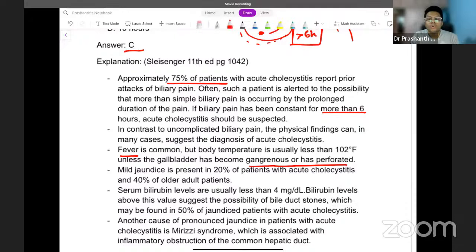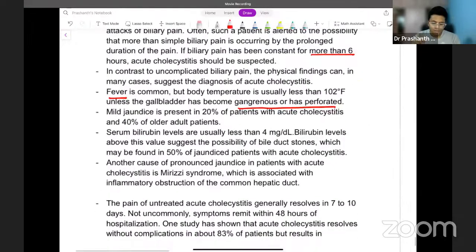What you should also know is jaundice is present in a significant number of patients, especially in older age group, and not all jaundice with gallbladder problem is choledocholithiasis. It can also be cholecystitis. In clinical practice, as you see more and more patients, you start realizing this fact. Third, bilirubin is usually less than 4. When it is more than 4, you should also start thinking about an added diagnosis of CBD stones causing these problems.